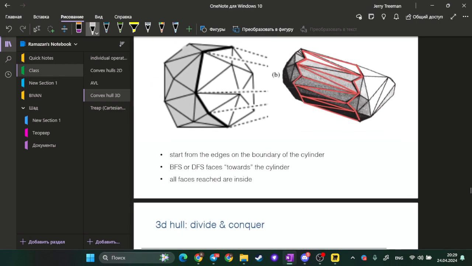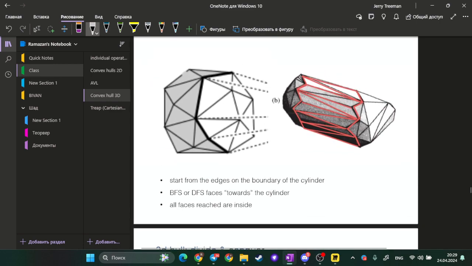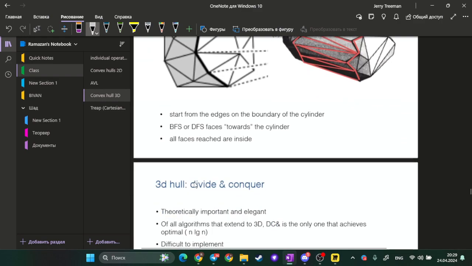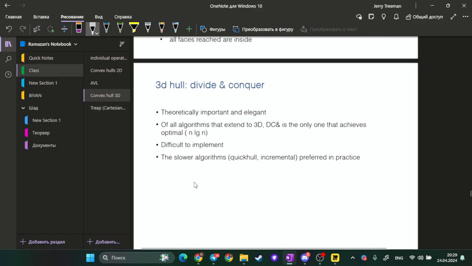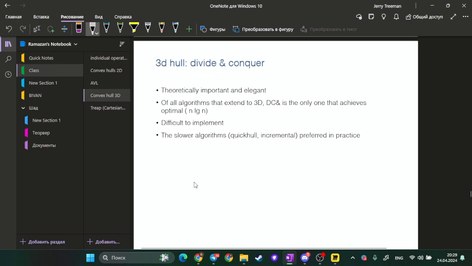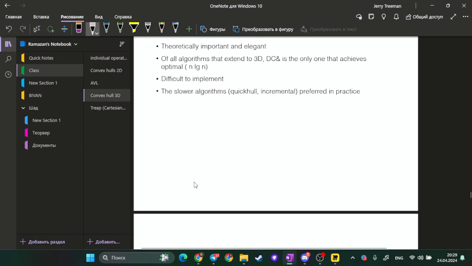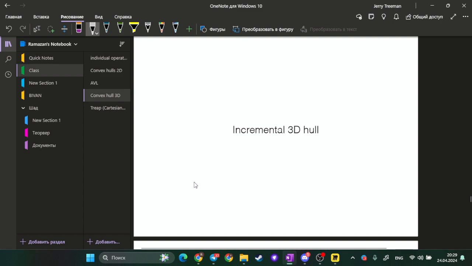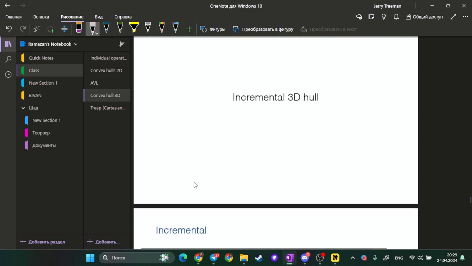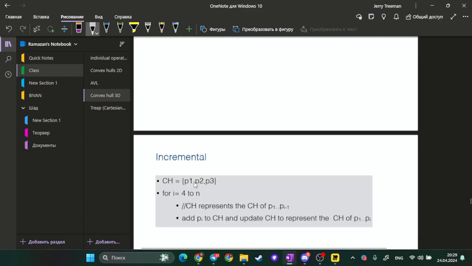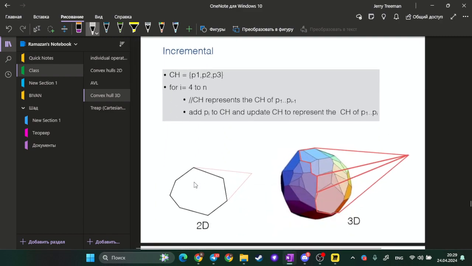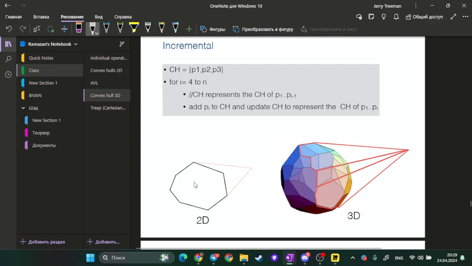Hidden faces. Oh, here it is. How to do it? Use DFS or BFS. It's trivial, I think. Okay, that was quick. Oh, incremental 3D hull. Let's consider it. I didn't implement it, but let's consider.